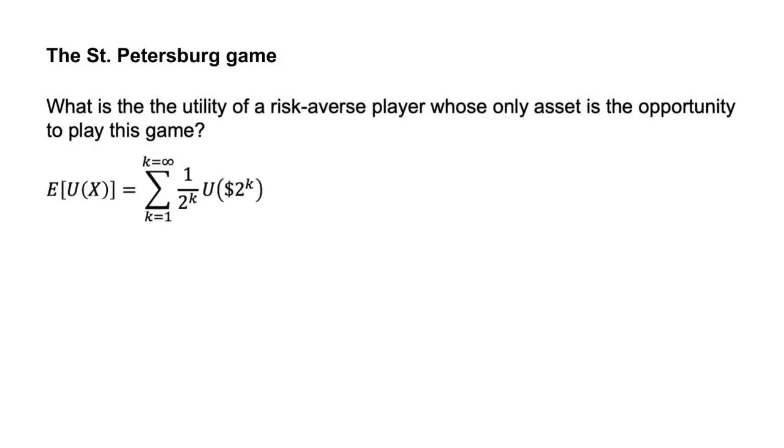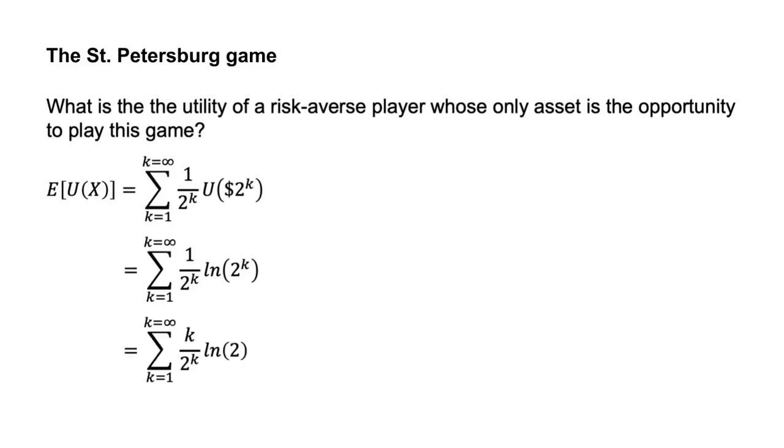In that case, the expected utility of the gamble is the sum from k equals 1 to k equals infinity of 1 on 2 to the power of k times U of 2 to the power of k, which, substituting in the utility function, equals the sum from k equals 1 to k equals infinity of 1 on 2 to the power of k times ln 2 to the power of k, which, using the rule that ln x to the power of a equals a times ln x, equals the sum from k equals 1 to k equals infinity of k on 2 to the power of k times ln 2.